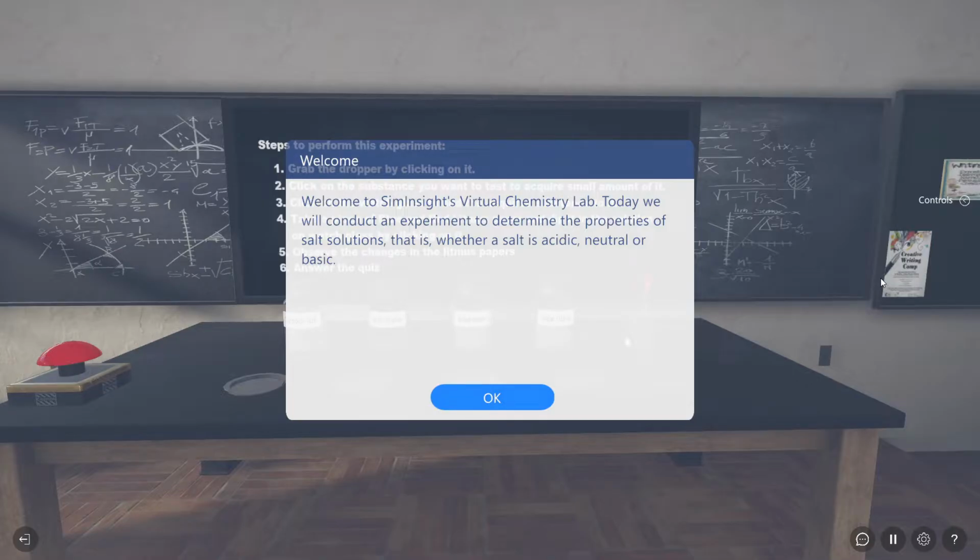Welcome to SimInsight's Virtual Chemistry Lab. Today we will conduct an experiment to determine the properties of salt solutions, that is, whether a salt is acidic, neutral or basic.